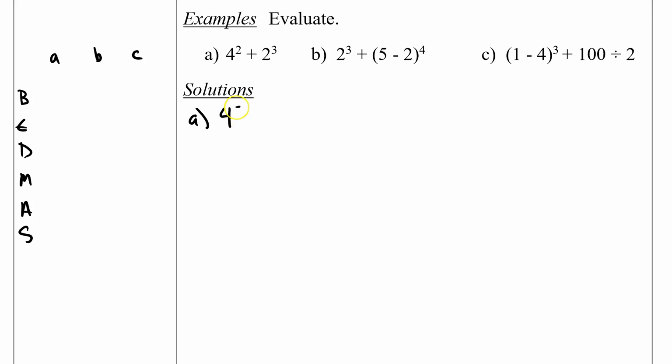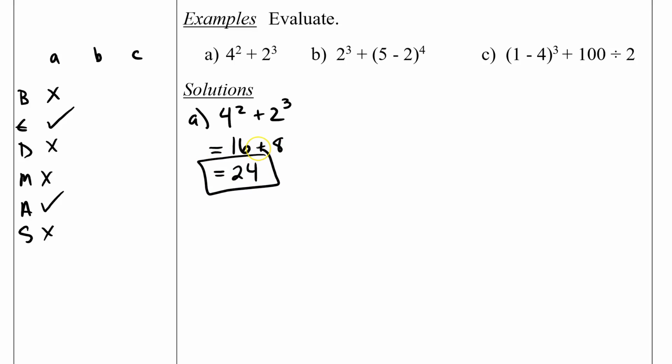So if I were to say 4 squared plus 2 to the power of 3, I don't have any brackets. But I do have exponents, so let's do that, shall we? 4 to the power of 2 is 16, plus 2 to the power of 3 is 8. There's no division, there's no multiplication, there is adding and no subtracting. So now I'm going to add. 16 plus 8 is going to be 24. Put a box around my answer because I like my teacher, and we're done.